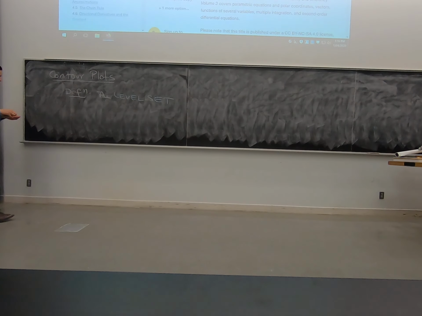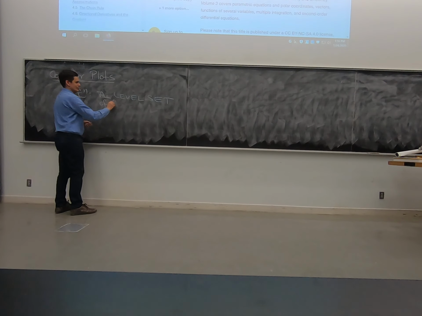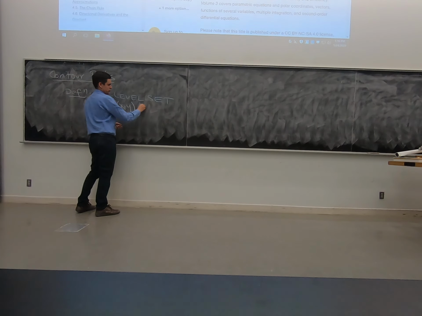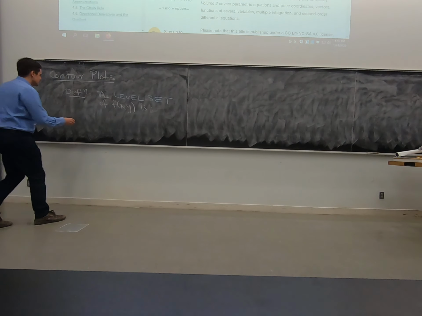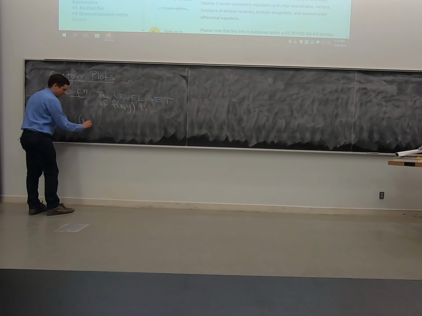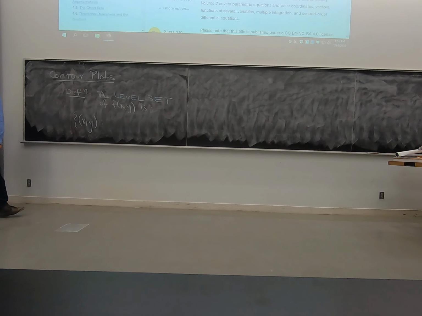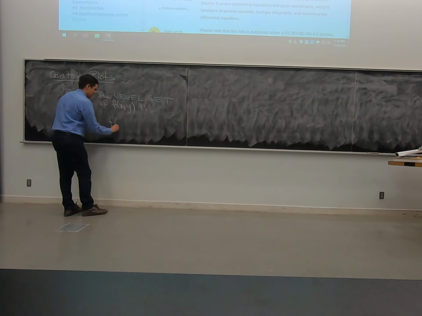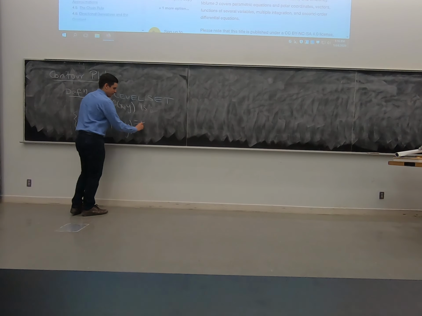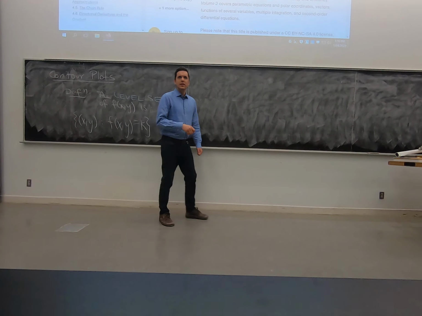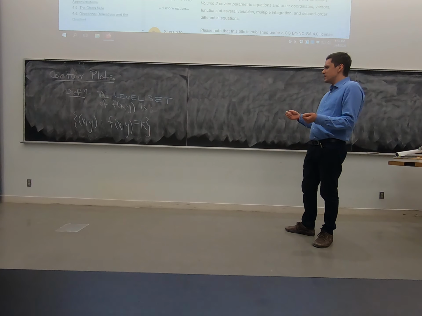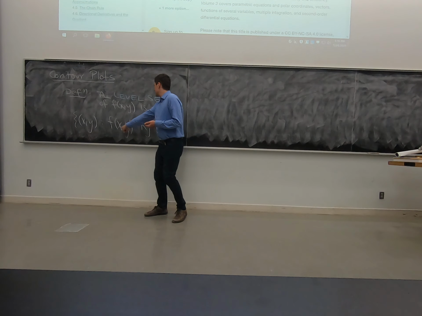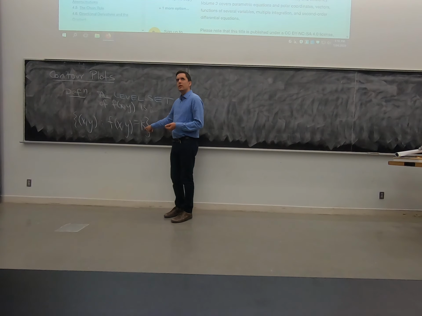So a level set is the set of inputs that outputs a fixed constant. So this is all of the xy such that f of xy is equal to k. Okay, so a level set is all of the points that output the same height k.